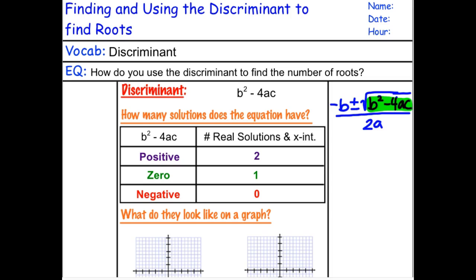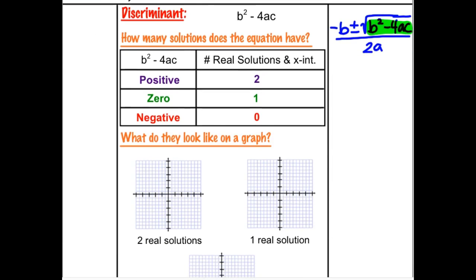So when we look at our b to the second minus 4ac, and then we look at the other column which says number of real solutions or x-intercepts: if that stuff comes out positive, it's 2 solutions. If it's 0, it comes out as 1. And if it's negative, there is no solution.